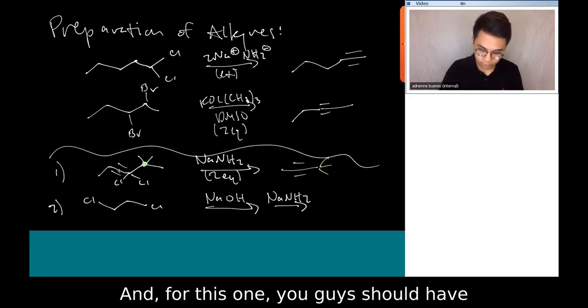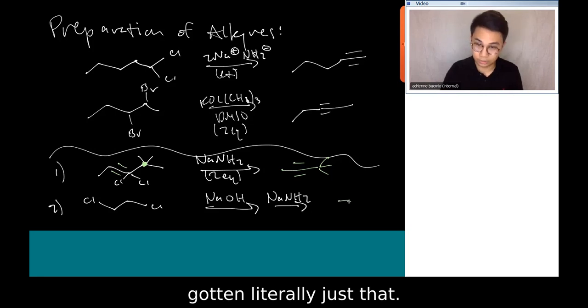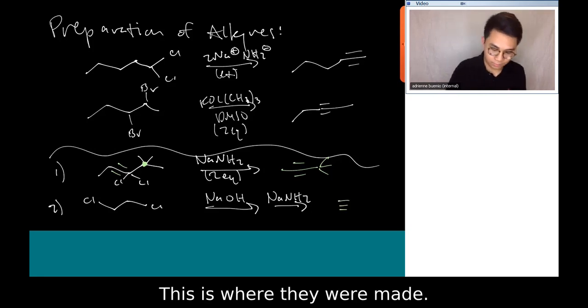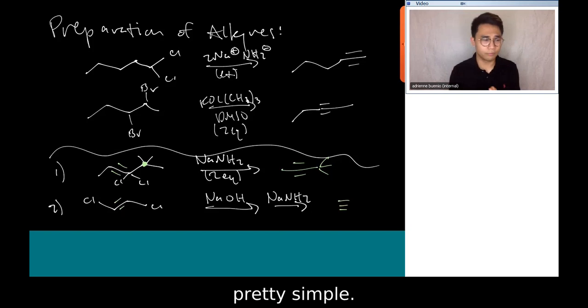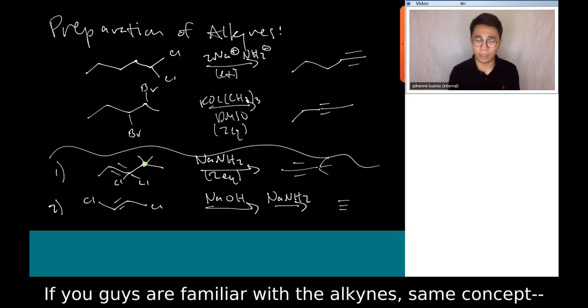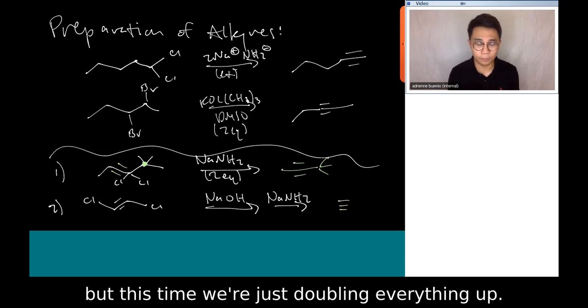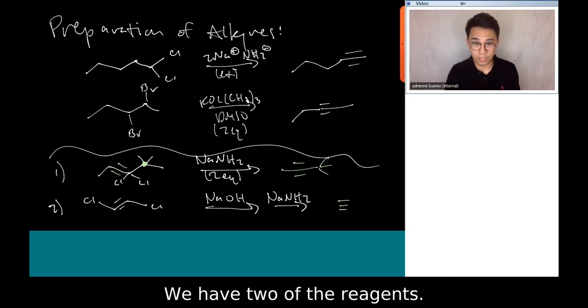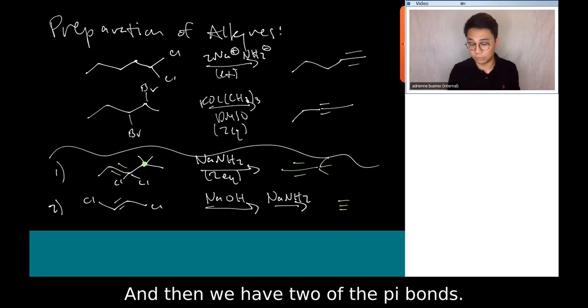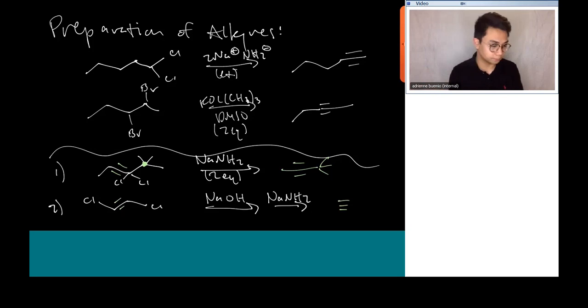And for this one, you guys should have gone literally just that, right? This is where they were made, right? So again, nothing too crazy, nothing too dramatic. Pretty simple. If you guys are familiar with the alkenes, same concept, but this time we're just doubling everything up, right? We have two of the leaving groups, we have two of the reagents, and then we have two of the pi bonds, right?